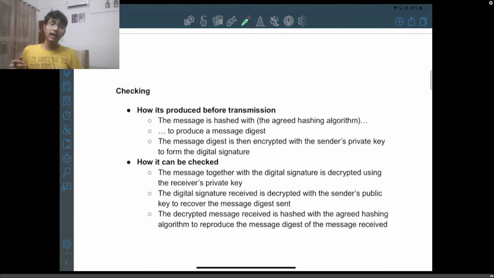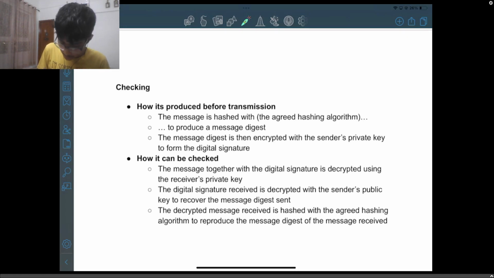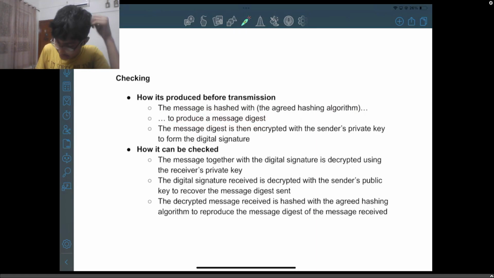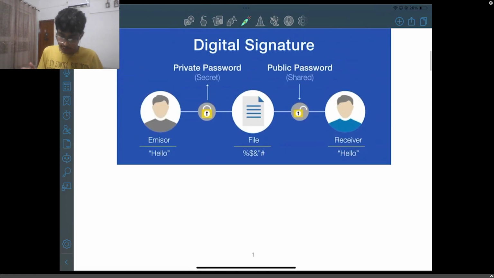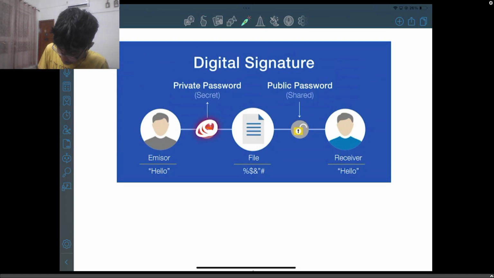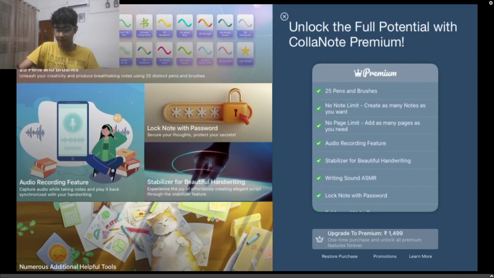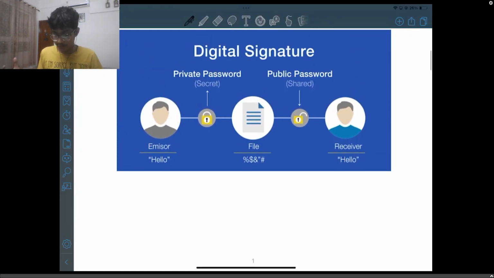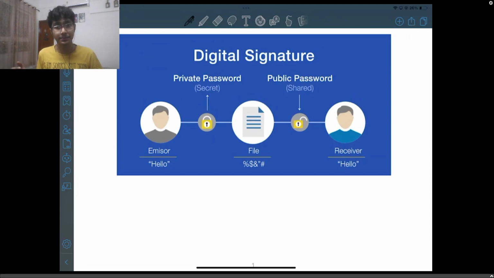Now, how does this checking actually work? So just a bit more detail. How is a digital signature produced beforehand? Firstly, the message is hashed with the agreed hashing algorithm to produce a message digest, which we talked about. The message digest is encrypted with the sender's private key to form the digital signature. So when I pass it through here, now I have my digital signature.